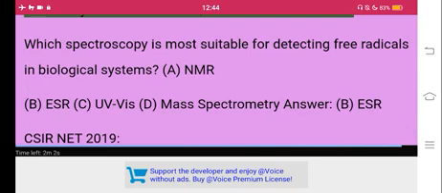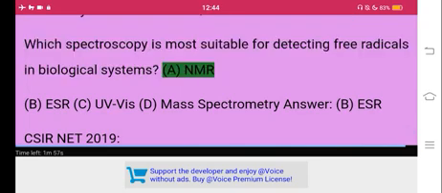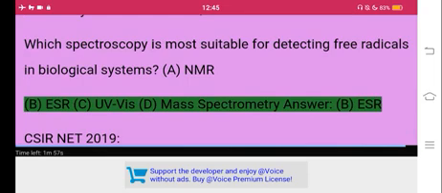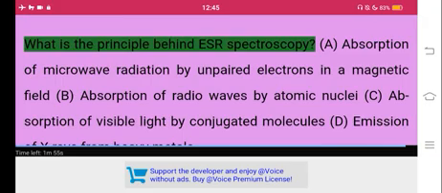Previously asked CSIR-NET question, CSIR-NET 2021. Which spectroscopy is most suitable for detecting free radicals in biological systems? A. NMR. B. ESR. C. UV. D. Mass spectrometry. Answer. B. ESR.